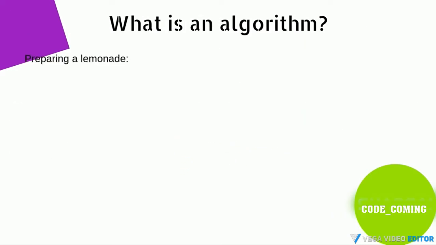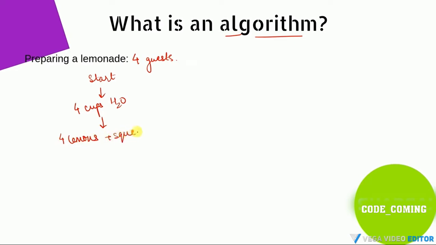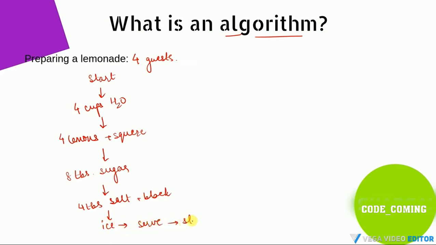Now that we have understood what data structures exactly are, let us dive into what an algorithm is. To understand algorithm, let us consider an example of preparing a lemonade. Say that you are supposed to prepare lemonade for 4 guests at your place tonight. What do you do? You firstly take 4 cups of water, after which you take 4 lemons and squeeze them, followed by 8 tablespoons of sugar, followed by 4 tablespoons of salt and black pepper, followed by ice. Serve it, after which your process comes to a stop.